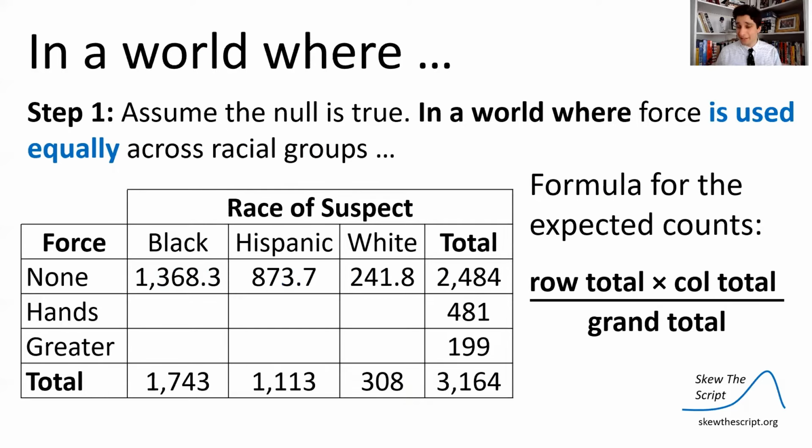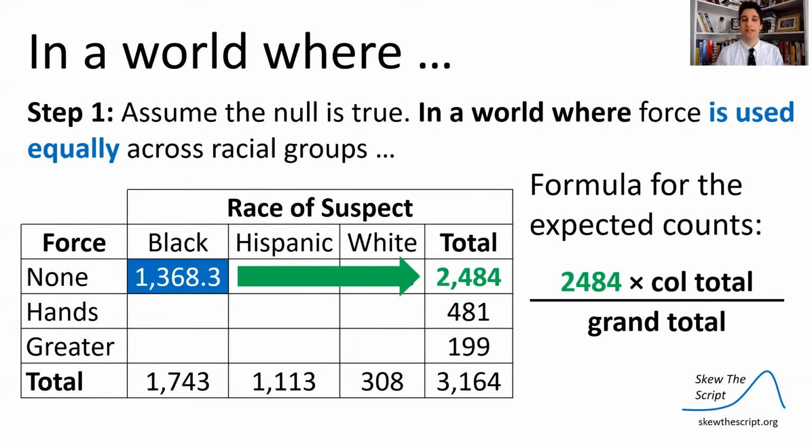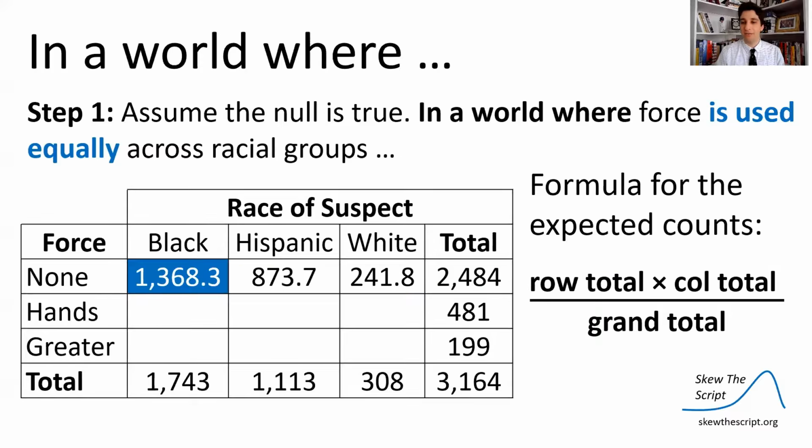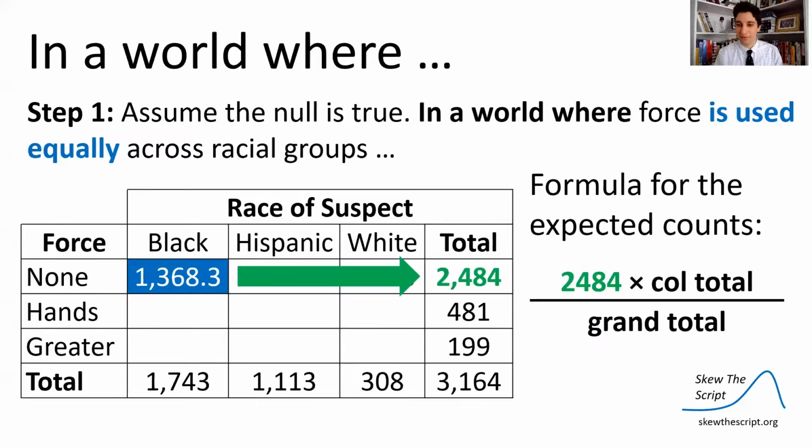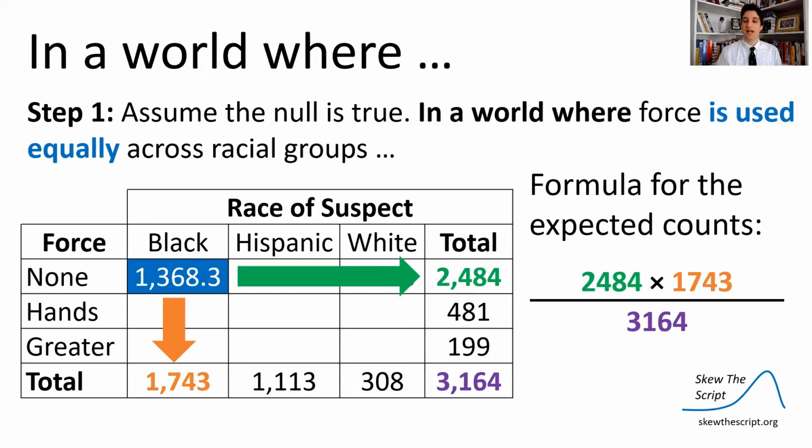And if we want to have a simple formula to do this for all force levels and all racial groups, here is a simple formula for finding those expected counts. You do the row total times the column total divided by the grand total. We essentially did that, but this is just a formula we can use to do it for the rest of them and do it quickly. So in this case, for black suspects receiving no force, we look at the row total. The row total was 2,484. We look at the column total. There were a total of 1,743 black suspects stopped, divided by the grand table total, 3,164, and you get what we got for our expected count, 1,368.